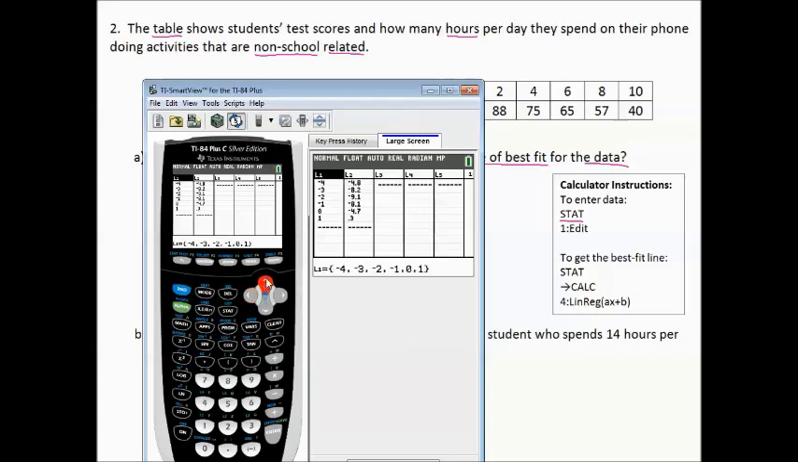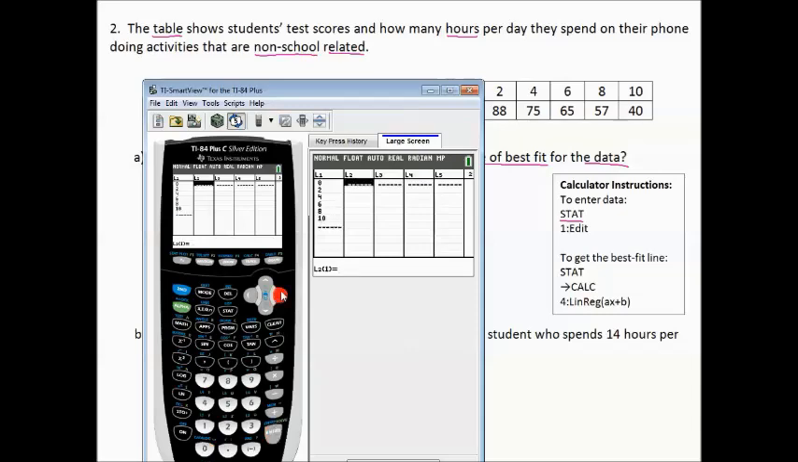I have some data in mind, so I'm going to clear it out. If you have data in yours, you might need to hit clear. You go up, hit clear, and hit down. Once I'm clear, I'm going to enter in this data. You want to put your top values in L1 and your bottom values in L2. So my number of hours per day on the phone are going to go in L1. So I have 0, 2 hours, 4 hours, 6 hours, 8 hours, and 10 hours.